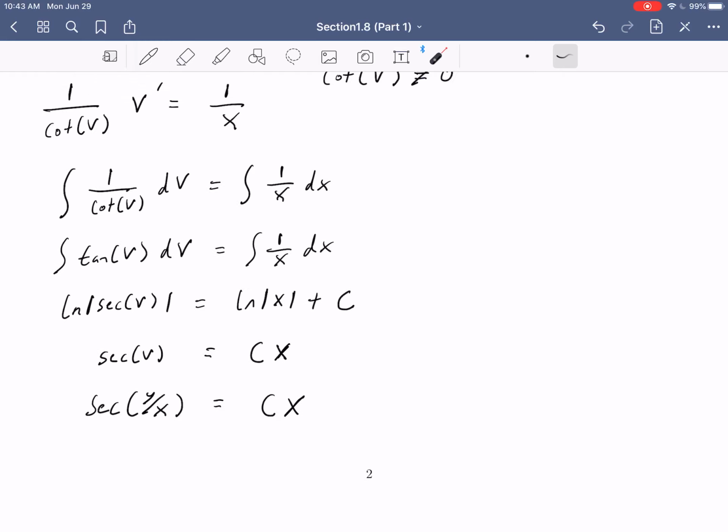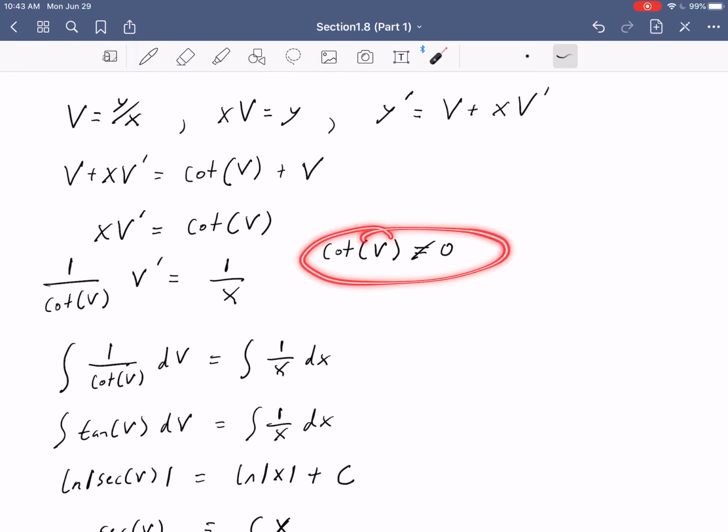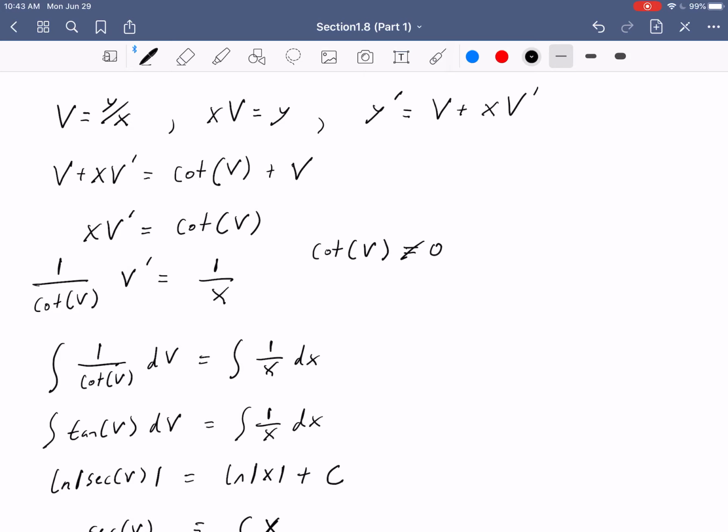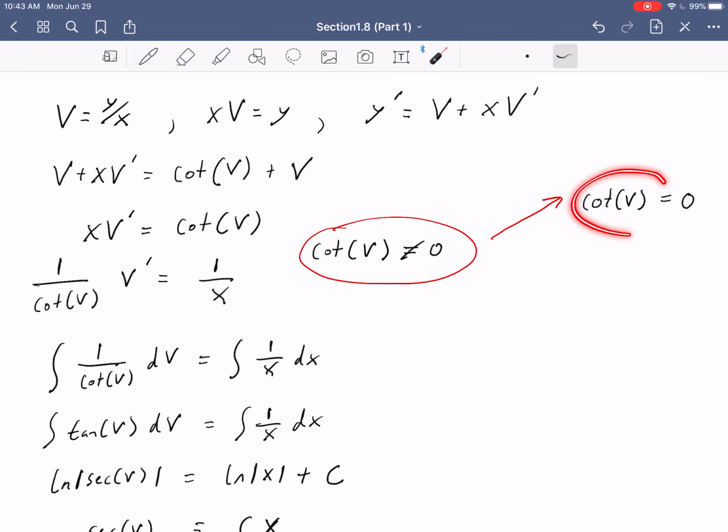Now we do need to go back and consider this situation here. So let's go ahead and just pull this over to here. So let's consider what happens if cotangent of v does equal 0. Well, we have to figure out what that even means. So cotangent being equal to 0, cotangent is cosine over sine. So for cotangent to be equal to 0, the cosine would need to be 0. So that really means that cosine of v would need to be 0.